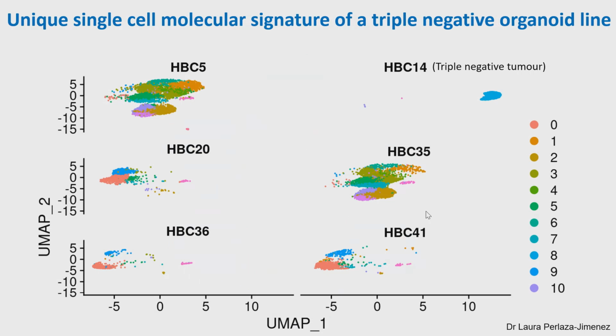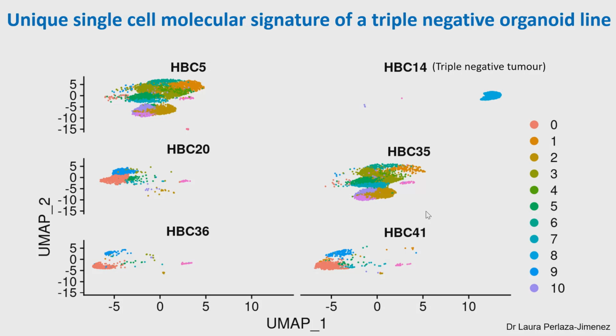We've got these 6 lines that are listed here. HBC5, 20, 35, 36, and 41 originate from luminal tumors, while HBC14 is a triple-negative tumor. What is very obvious here is that if you look at HBC14, you've got a presence of 1 cell cluster. And this blue cell cluster is not present in any of the other luminal lines, really suggesting that we are able to maintain unique molecular characteristics of triple-negative tumors.